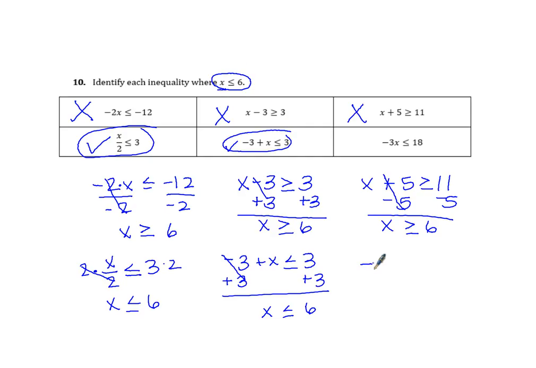Now in this last one here, we have negative 3x is less than or equal to 18. So here, x is being multiplied by negative 3. The opposite of that would be dividing by negative 3. So negative 3 divided by negative 3 makes 1 times x, which is just x. And we divided by a negative, so we need to flip our inequality sign. It went from less than or equal to now being greater than or equal to. And 18 divided by negative 3 is negative 6. So that's not quite what we were looking for there.